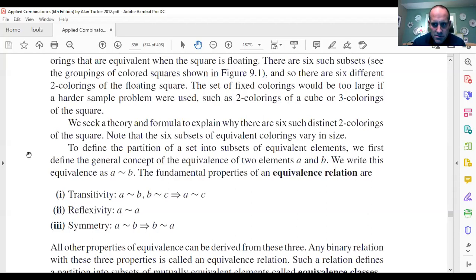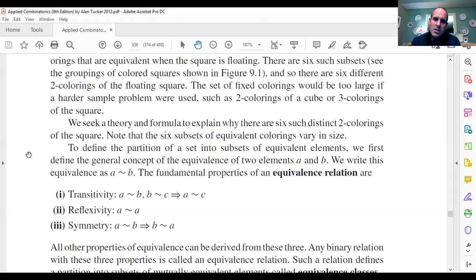Symmetry, that is, if one element is equivalent to another, then the second element is also equivalent to the first. Now that might seem kind of like a duh, but that's not always true for a relation, okay? So that's why it has to be symmetric, because it needs to behave like equals, basically. And then the transitive property: if A is equivalent to B and B is equivalent to C, then A is equivalent to C. It's behaving like equals. You can see why that's true for colorings.